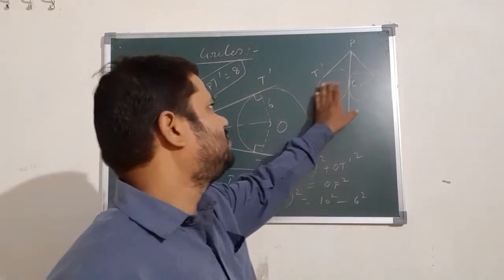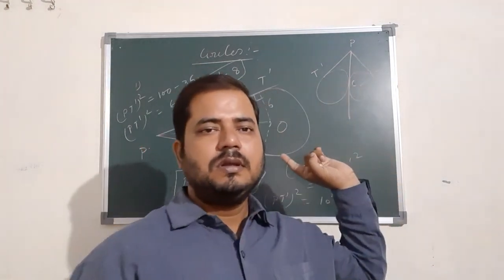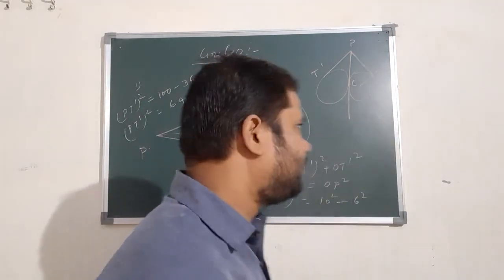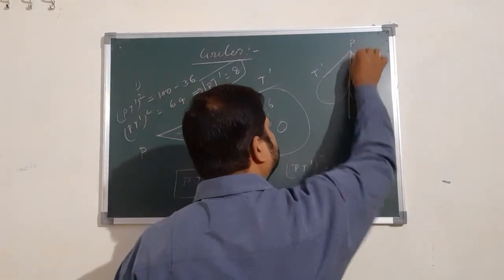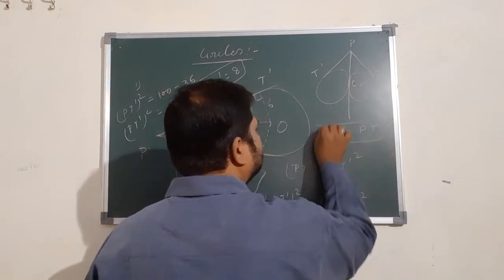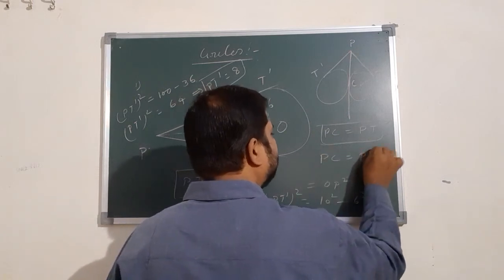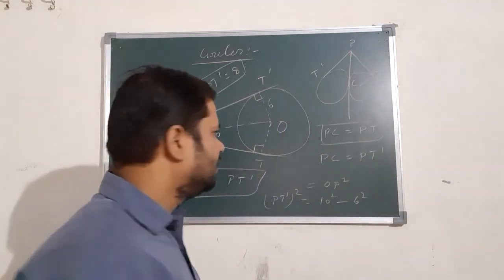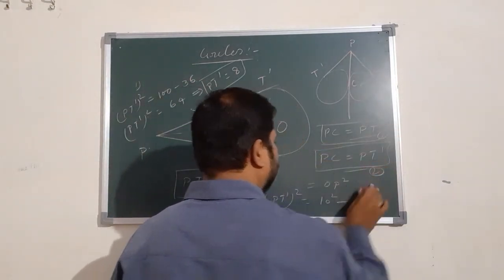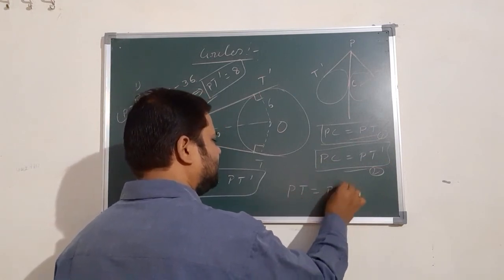So you cannot say these two tangents are on the same circle. We had discussed the theorem for the same circle, and this is a different circle, then how will we prove it? So we see here, PC and PT are tangents on the same circle, so PC is equal to PT. Similarly, PC is equal to PT dash also. Okay? So if you see these two equations, you can write PT is equal to PT dash.